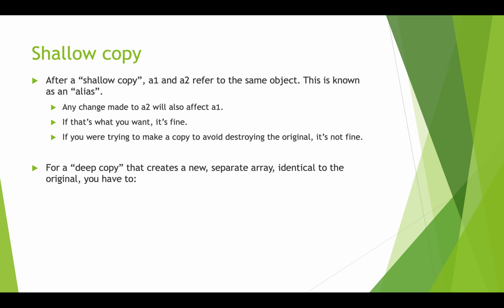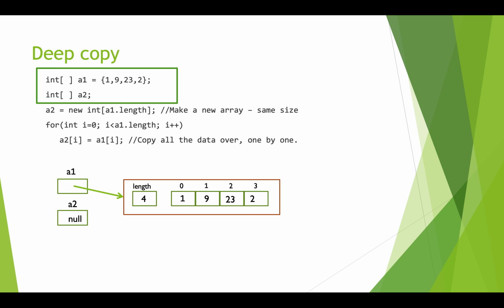And if you want a deep copy of an array, that takes 2 steps. You have to create a new separate array, instantiate a new array of the same size as the original, and then you actually have to go through and copy each array element one by one using a loop from the original array into the new array. So let's look at what that looks like.